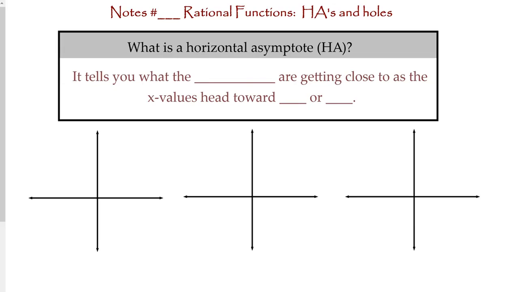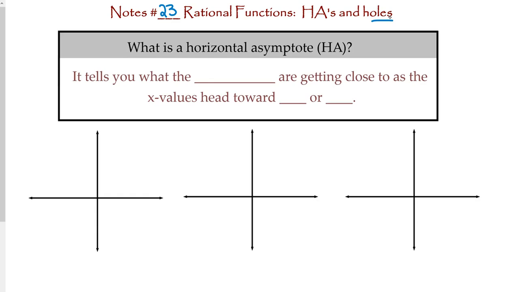Hello everybody, welcome back. We're going to continue learning about rational functions, and this is notes number 23. And today we're going to talk more about horizontal asymptotes. I want to give you a shortcut for finding them, and we're also going to learn about holes in graphs.